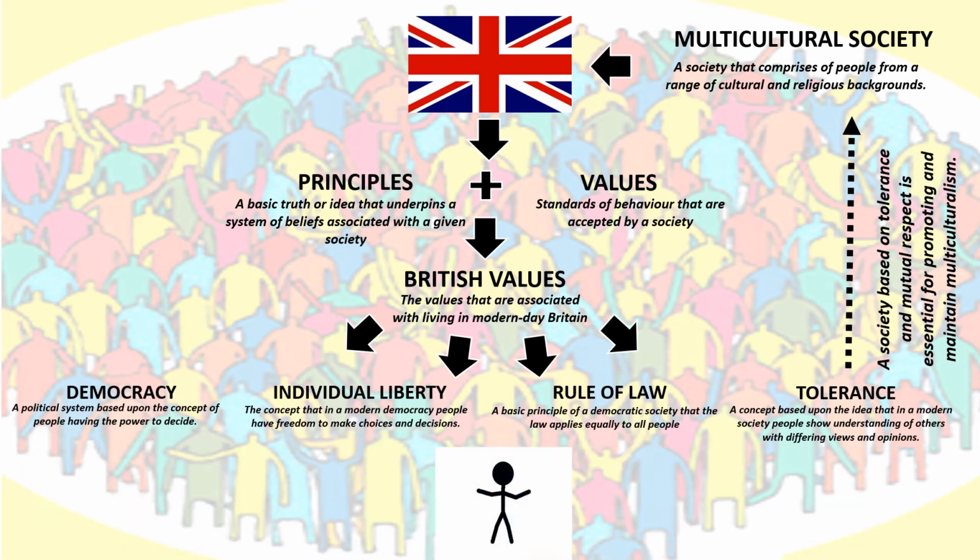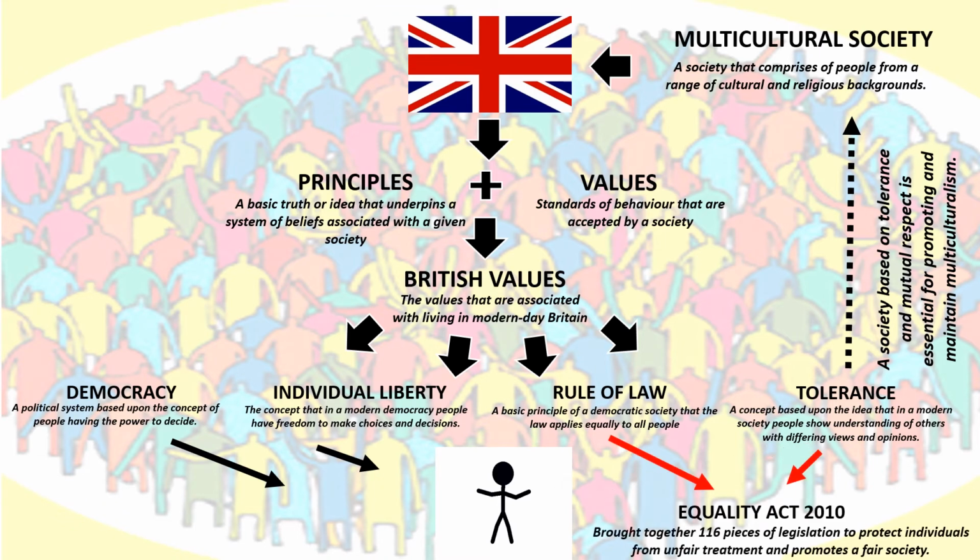Now, these four British values, democracy, individual liberty, rule of law, and tolerance, they all affect you, the individual at the bottom here. So you have democratic rights. You have the right to vote when you hit the legal age in which you can do so. You have freedoms to do as you want, have relationships, religions. You have to follow the rule of law, and you have to follow the ideas of tolerance.